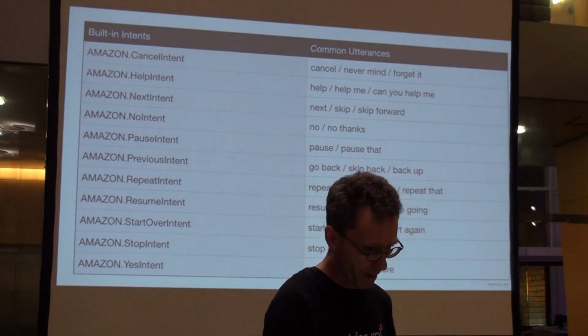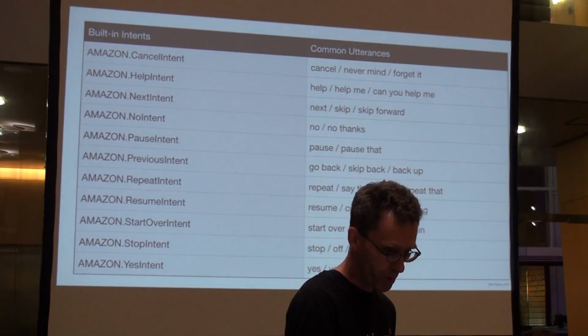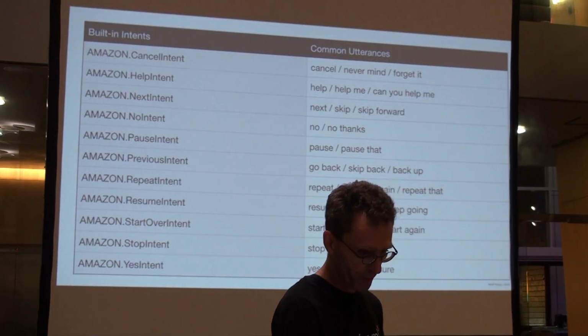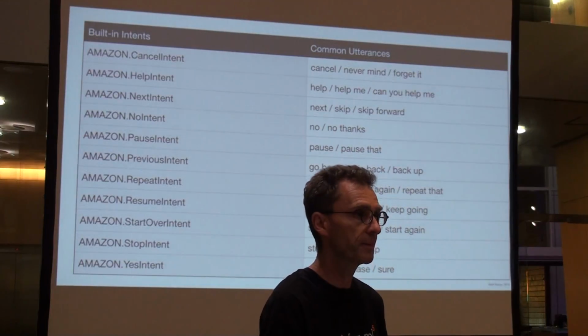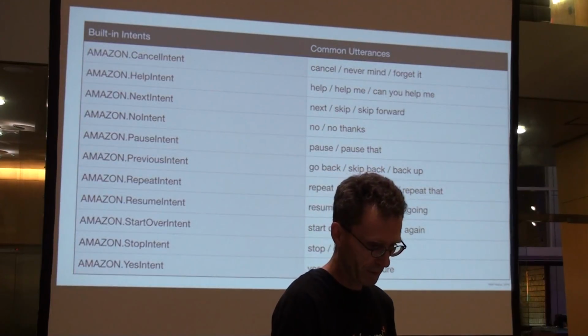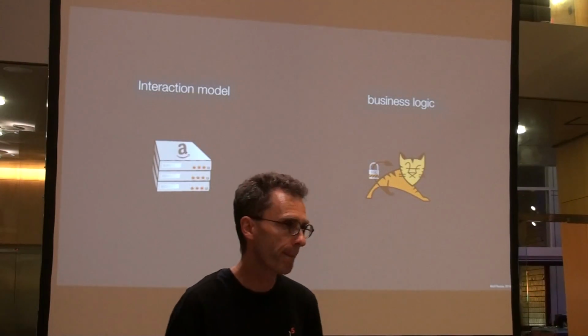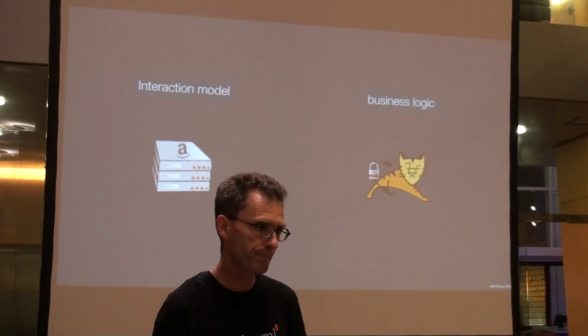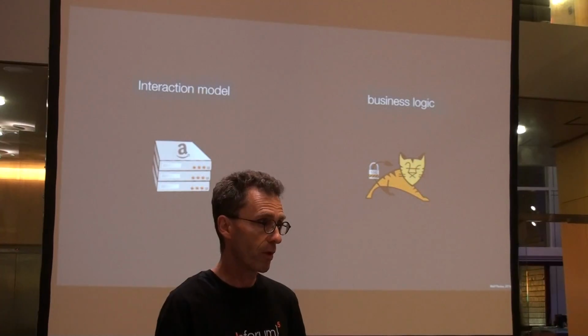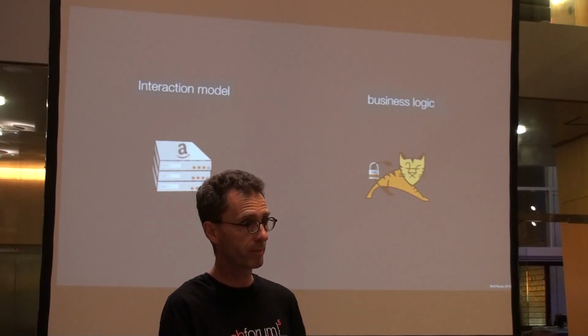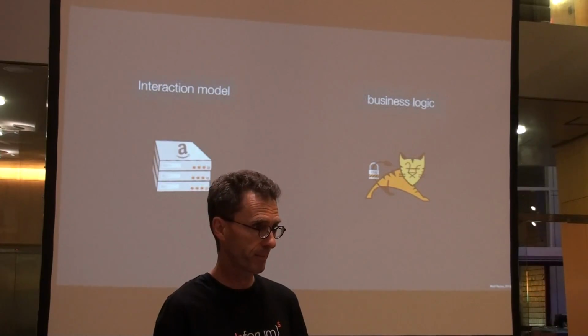So we have cancel, help, next, no, pause, previous, repeat, resume, start over, stop intent, and yes intent. Is that the total intents for this? That's all the built-in intents that you get basically for free, again, without providing your own sample utterances for them.